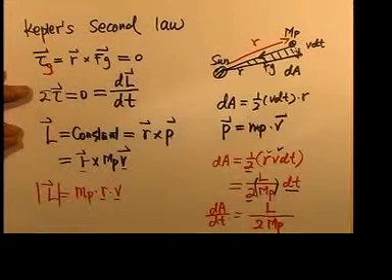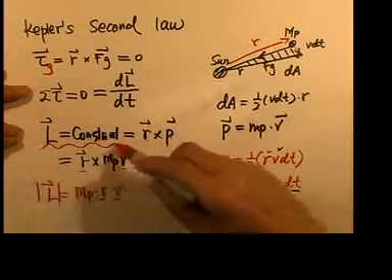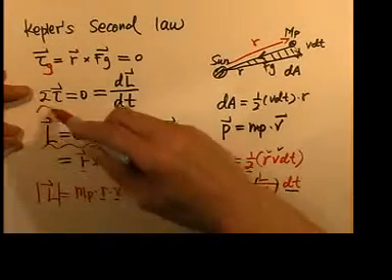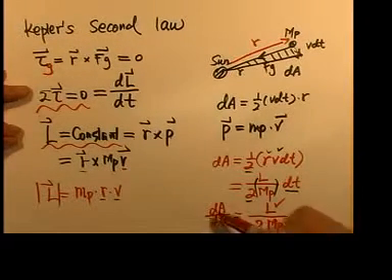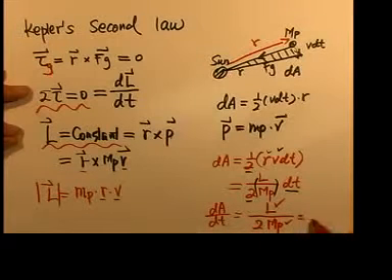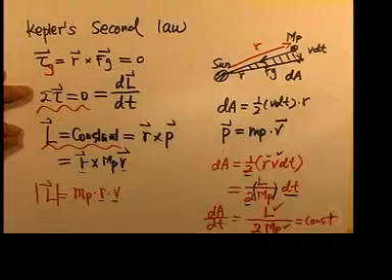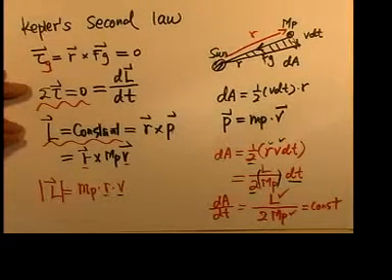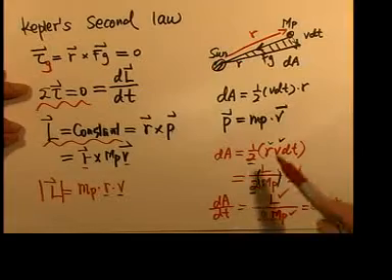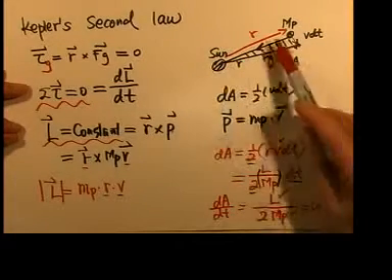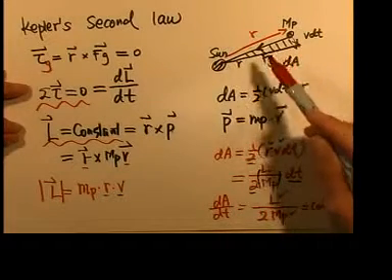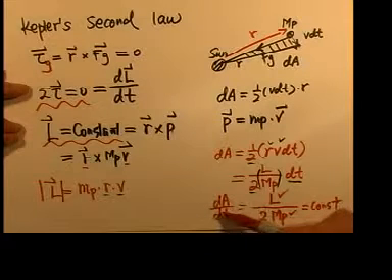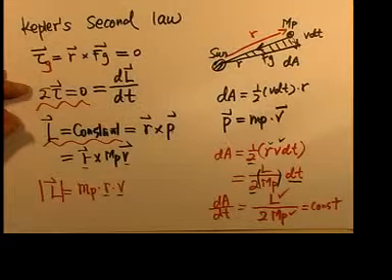Since we already reached the conclusion that angular momentum is a constant because the total torque on the planet is equal to 0, and the mass of the planet is constant, then the rate dA/dt is a constant. This is the so-called Kepler's second law, which says that the radius vector drawn from the sun to a planet sweeps out equal areas in equal time intervals, which means dA/dt is constant. Equal areas, equal time intervals. That is Kepler's second law.